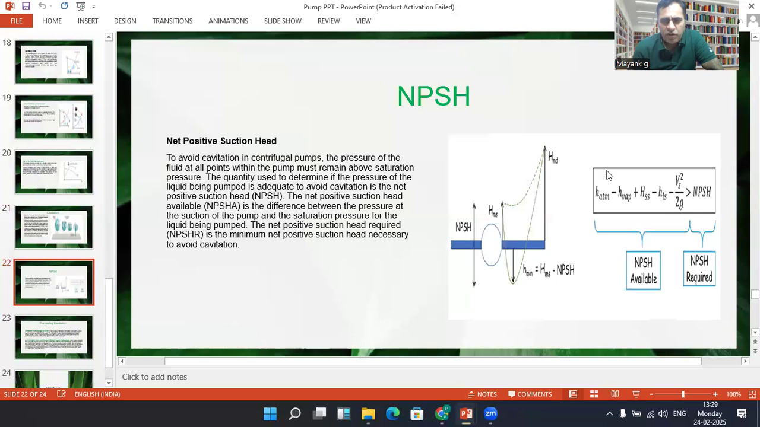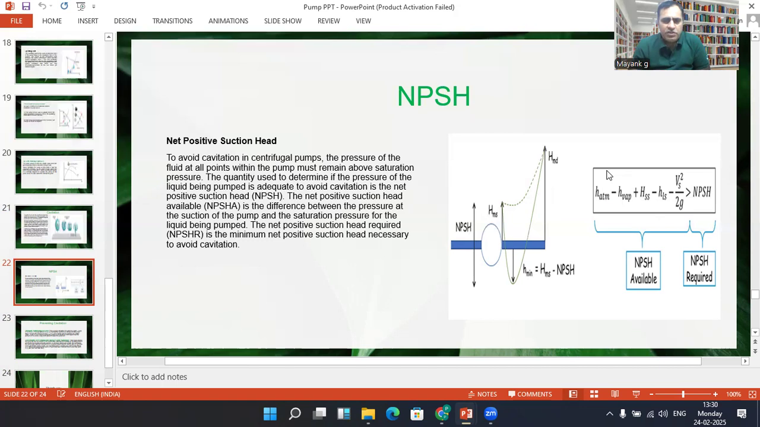Basically, to overcome the cavitation issues, the pump should be run at a positive NPSH. The pressure of the fluid at all points within the pump must remain above the saturation pressure. This is to avoid cavitation. The quantity used to determine if the pressure of the liquid being pumped is adequate to avoid cavitation is called the NPSH, which is net positive suction head.